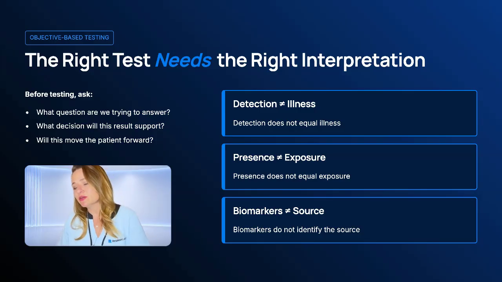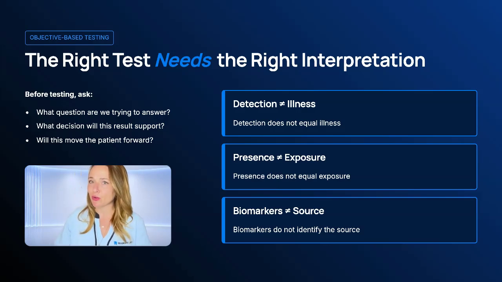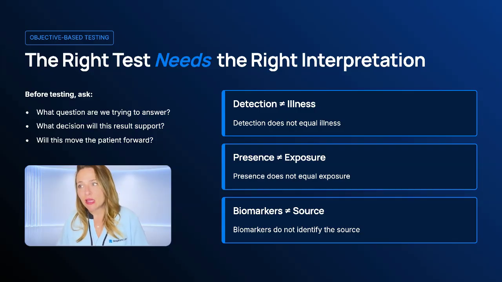Also really important to understand that presence does not always equate to exposure. Detection doesn't always equate to illness. And so we really have to have that understanding.